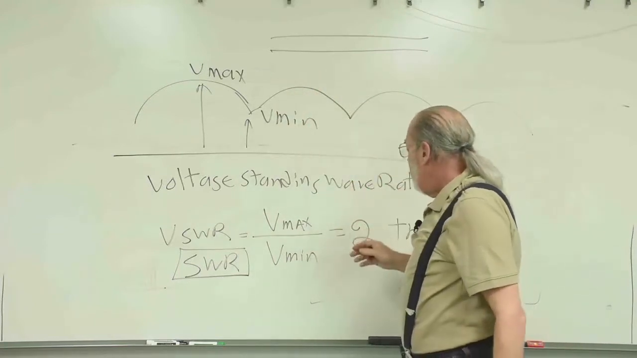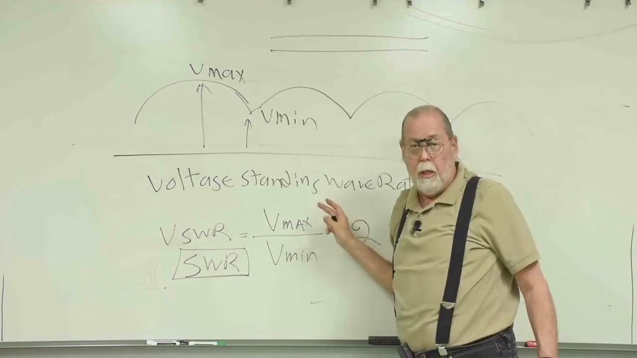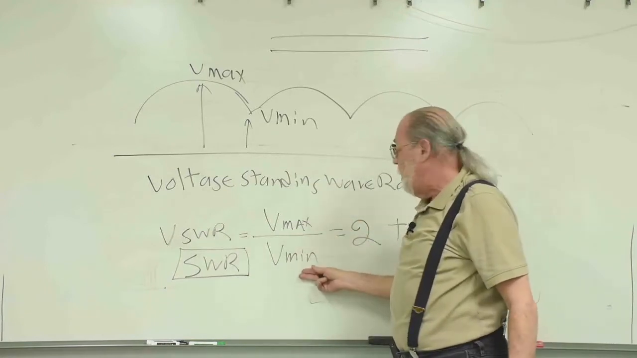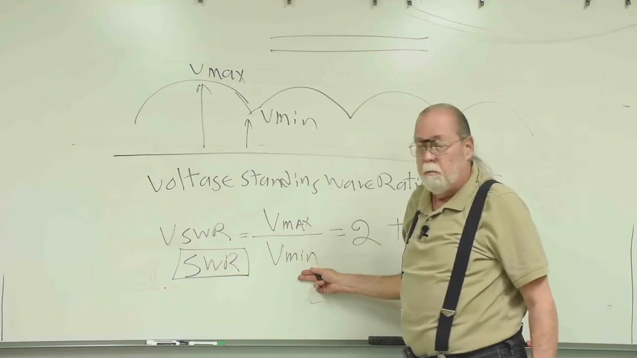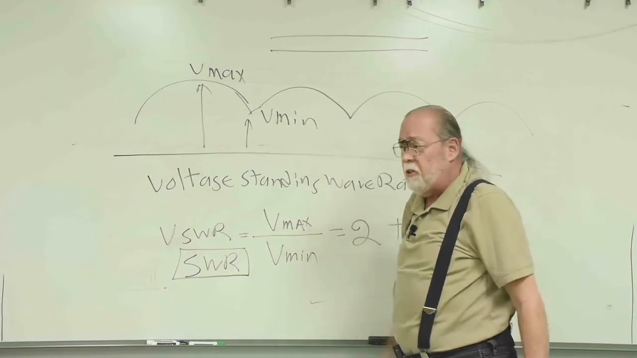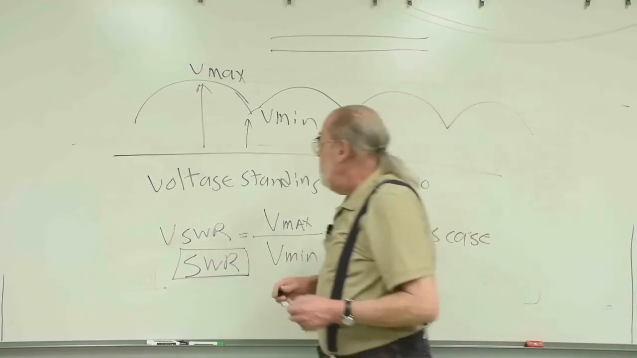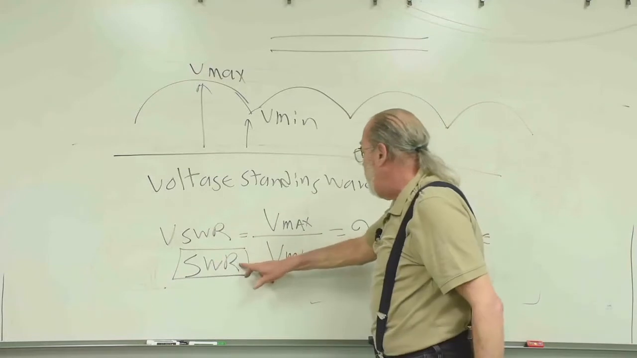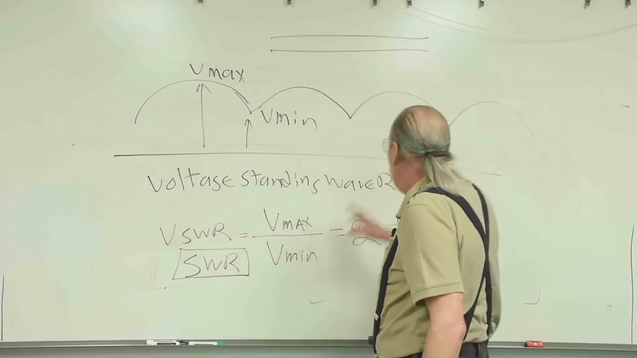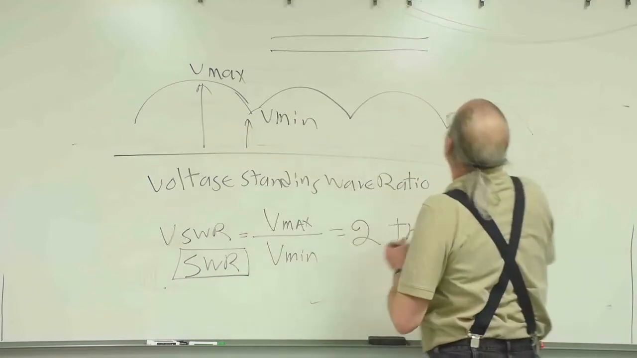If it is an open circuit or a closed circuit, the minimum voltage is going to be zero. And anything divided by zero is infinite. Now, that doesn't happen in real life, but it can get really, really, really high. So the standing wave ratio is a way of measuring how much energy is being reflected back from the load, okay?